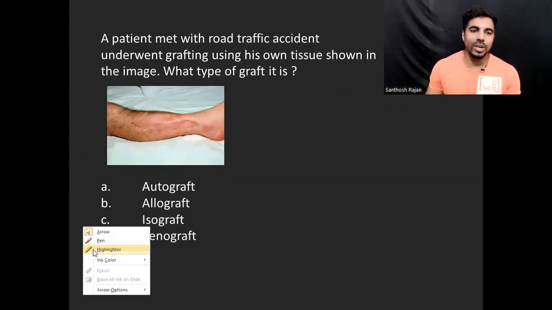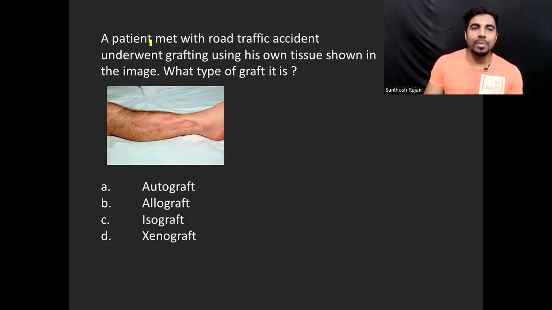I already explained this. Now you're going to answer this question. A patient with an RTA underwent a grafting using his own, that's the clue I'm giving. Own means owner. You are your own owner. Owner of the auto. You don't even need to read the question or the picture. Own tissue, shown in the image, means a skin graft has been done.